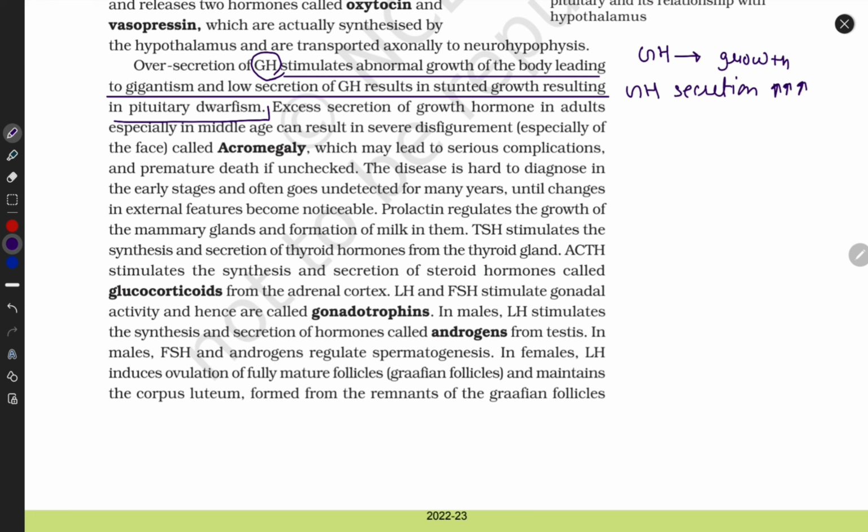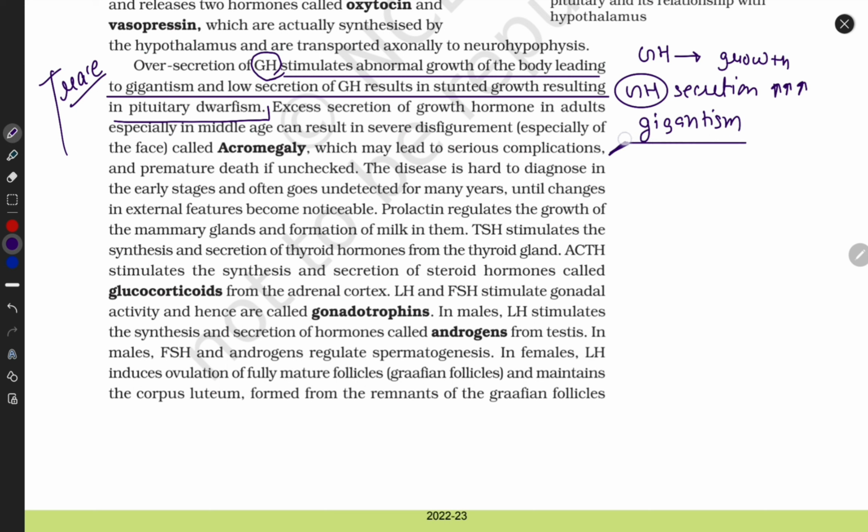I told you before, hormones work in their proper amount. If hormone level is high, then they cause disease. If hormone level decreases, then they also produce disease. If growth hormone secretion is high, they produce some disease like gigantism. What is gigantism?